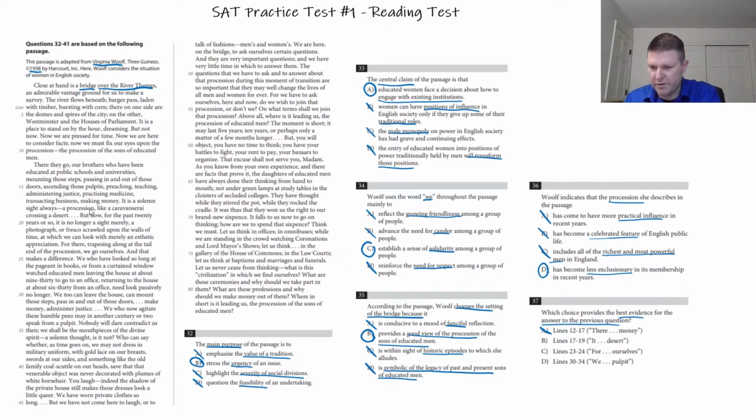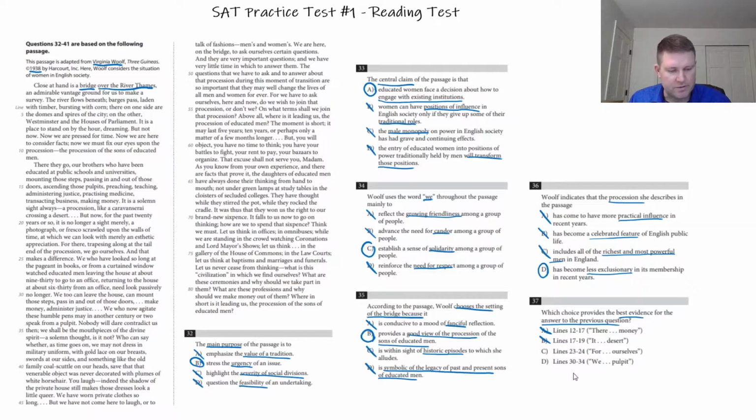17 to 19. It is a solemn sight always, a procession like a caravanserai crossing a desert. So she's saying, like, it's not sad, but it's like, right? That's sort of what solemn means. A caravan of men heading to work is kind of a solemn sight, or like a semi-sad sight. No, that's not proving it's less exclusionary now. And then lines 23 to 24. For there, traipsing along at the tail end of the procession, we go ourselves. That's pretty on point, okay? Because it's illustrating that now women can join men in the procession, okay? So we're going to leave C around.